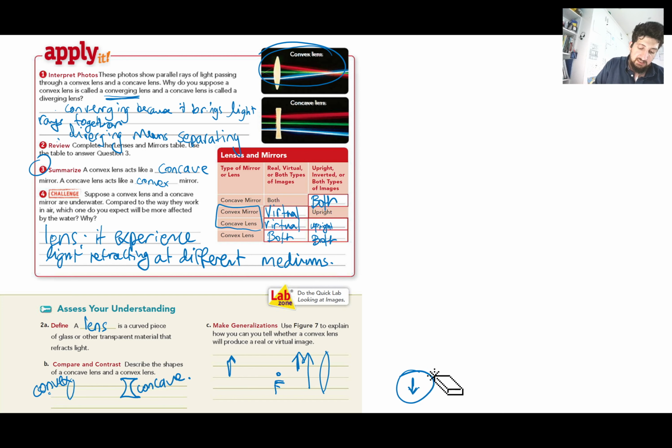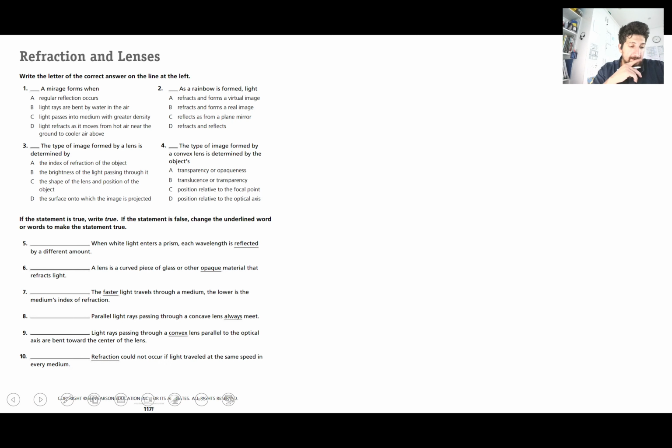So my generalization is going to look like this. If the object is between the focal point and the lens, then it's going to be a virtual image, and if it's beyond the focal point, then it's going to be a real image. Okay, moving on because I really have to go pray.